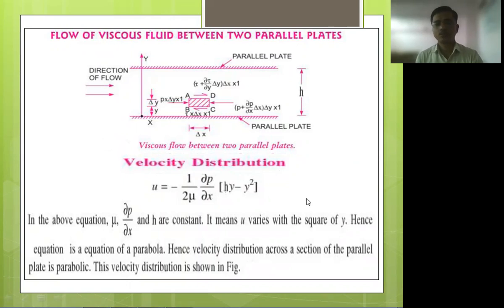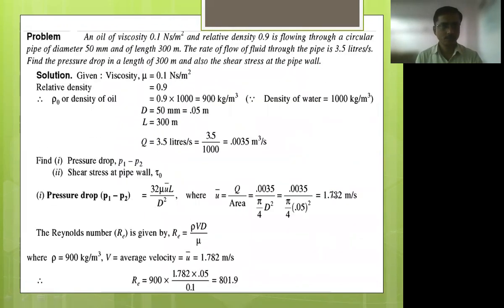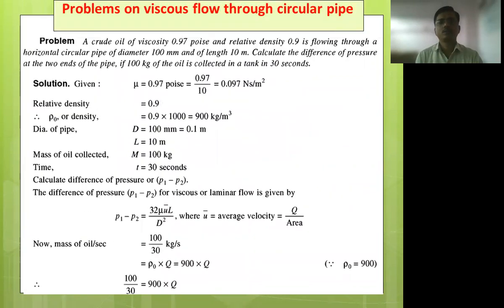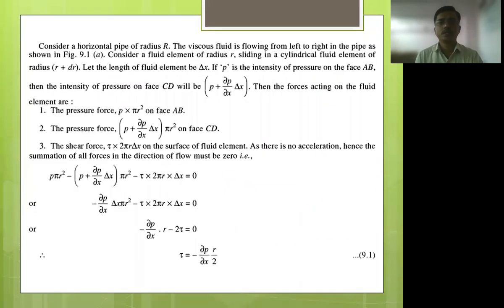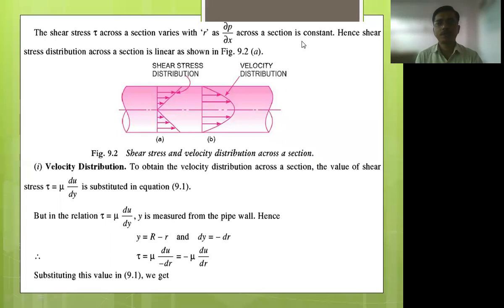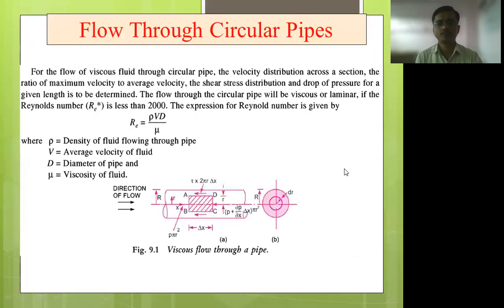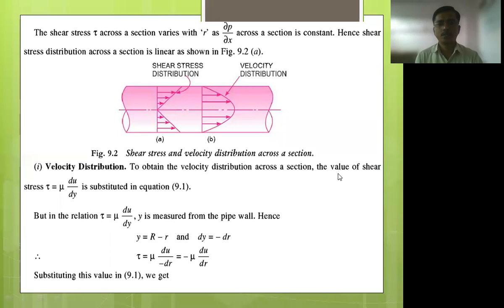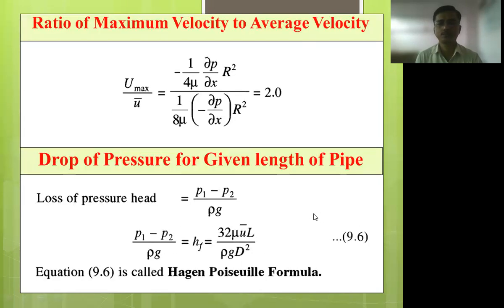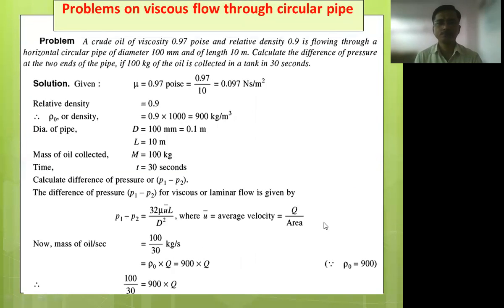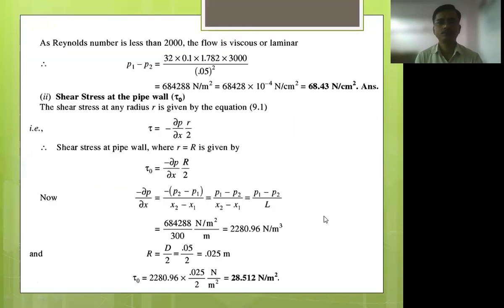So in the last lecture, we studied the viscous flow or laminar flow through the pipes, right? And there we wrote the formulas for velocity distribution, then the shear stress distribution, and then the ratio of maximum velocity to average velocity that we noted down. Then the drop of pressure for the given length of pipe, and we solved the problem.